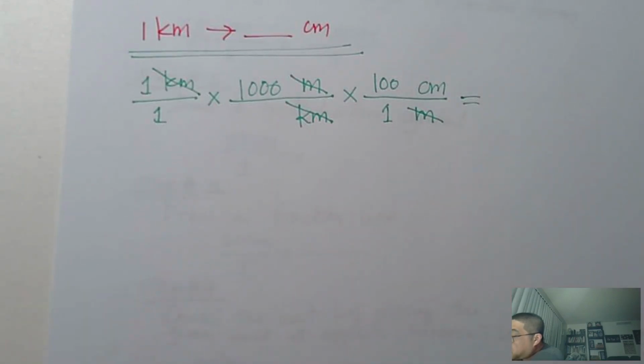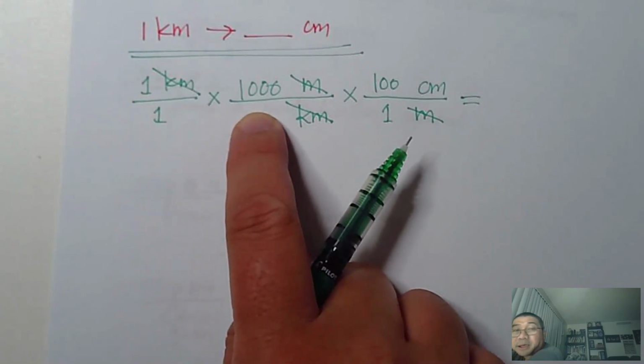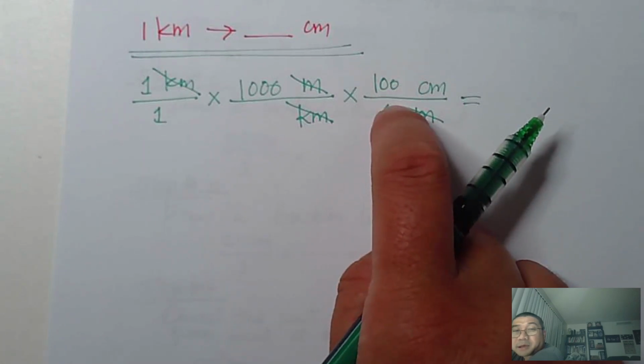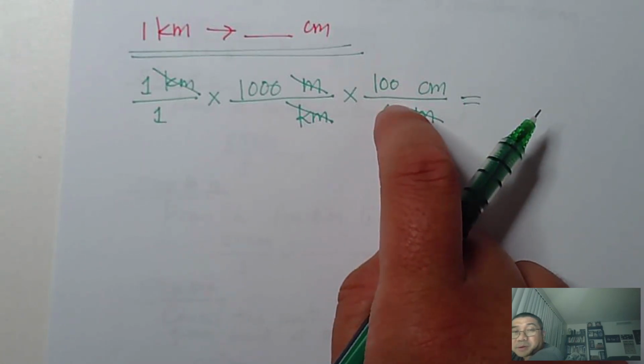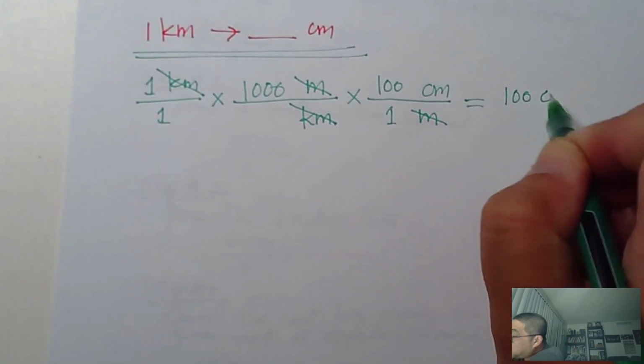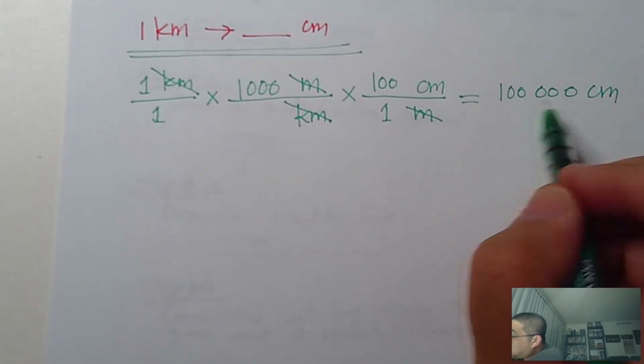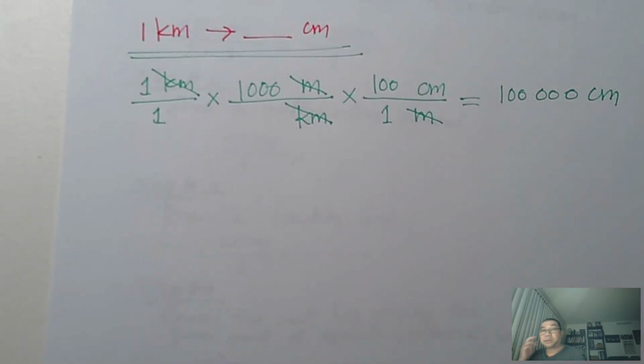Now we can just simplify it by multiplying 1 by 1,000, which is 1,000, and then you multiply by another 100. Okay, so therefore we have 100,000, and the new unit is centimeters. So we were able to convert it by doing 2 steps. Okay, so step by step.